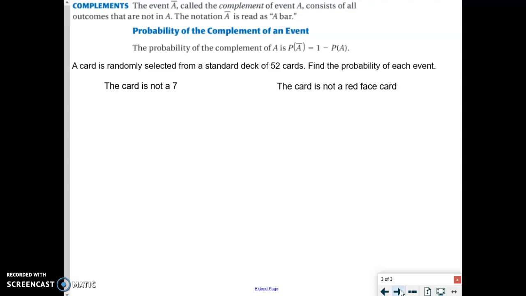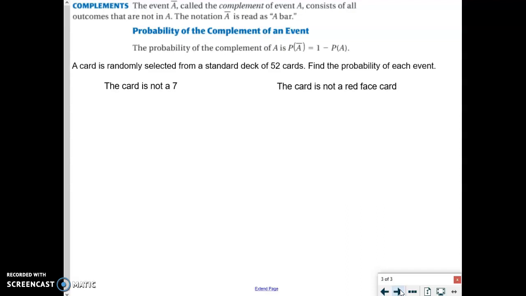So when we take a look at this, anytime you're dealing with complements, you'll see the bar that goes above the letter. So the event A bar, called the complement of event A, consists of all the outcomes that are not in A. And the probability of the complement of an event would simply be the probability of A bar is equal to 1 minus the probability of A. The reason that we deal with 1 is the total amount of outcomes that we have would be 100% of our outcomes, which if we think about that in terms of writing it as a decimal, would be 1. Or even writing it as a fraction, it would be 1 whole.